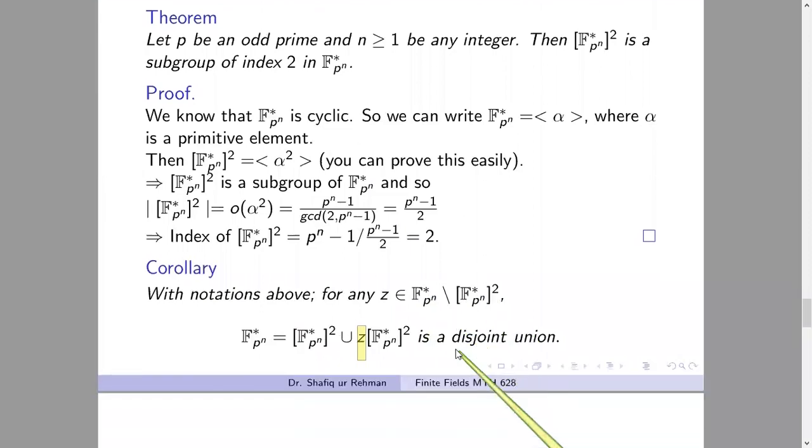When you are working in group theory and take any subgroup, one coset is the subgroup itself, and the other coset is generated by the elements which are not in this subgroup. So take any element outside of this and multiply, and we get this coset. We have only these two cosets of this group, their union is the whole group, and they are disjoint.